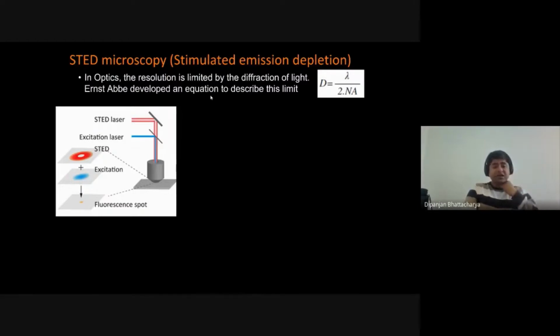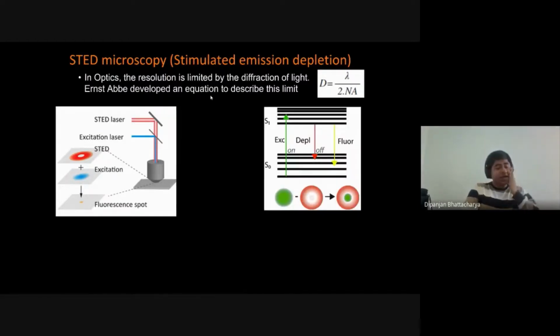Next is STED. The principle of STED is very simple. Suppose you have a beam of excitation like that, but you mask the emission with this red donut-type shape. Basically, all the emission is coming from the whole area, but you are masking the outer part and allowing only the middle part, so you have a much better resolution. So that is the thing.